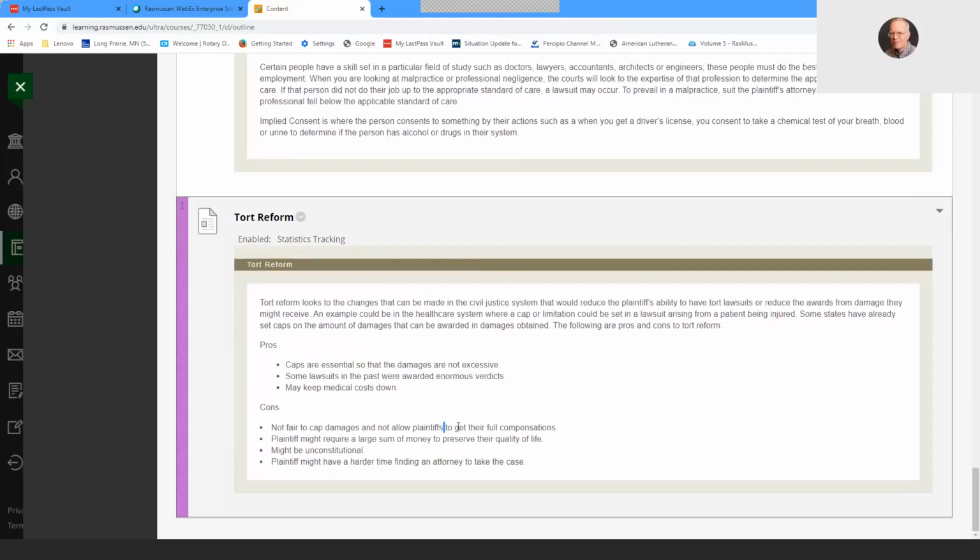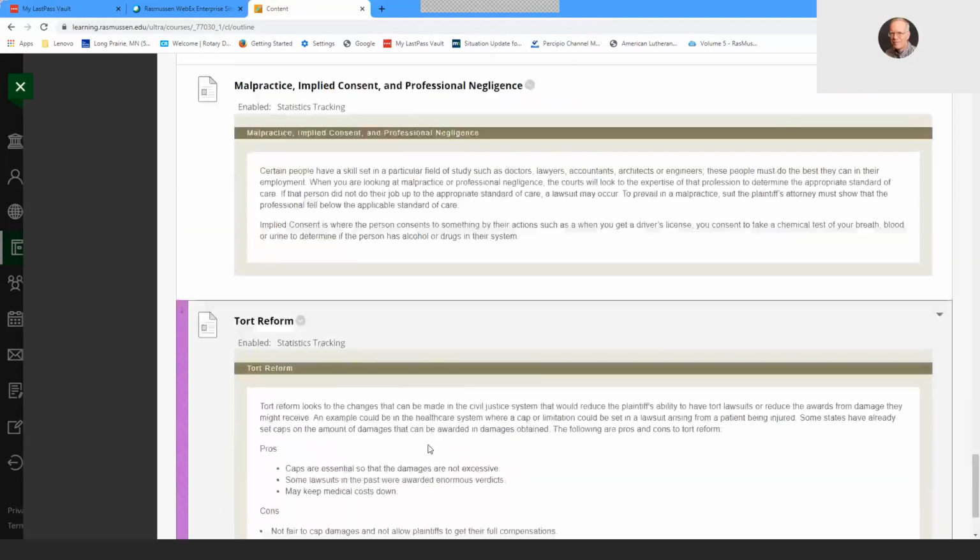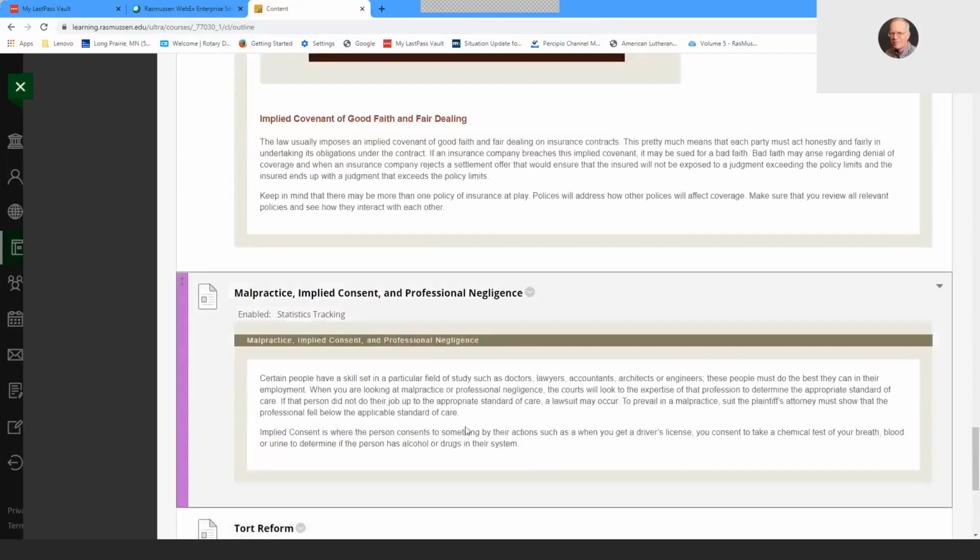What is full compensation? At one point, should somebody injured become a multimillionaire beyond, let's say, medical bills? Good question. Quality of life is sort of in the eye of the beholder, the eye of the jury, you might say, or of the insurance company that's willing to settle. Take a look at those items.